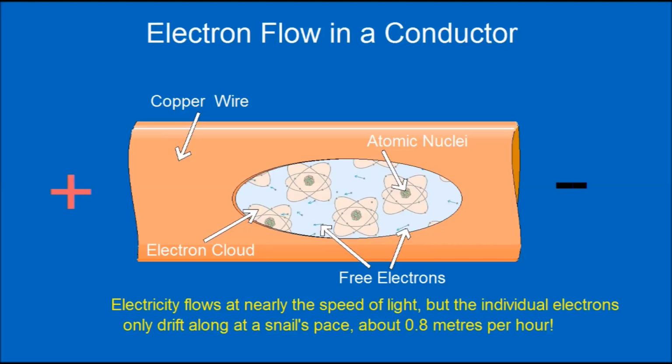The electrons leaving the anode of a battery push the electrons in front of them, and those electrons do the same to the electrons in front of them. The result is that the speed of electricity is very large, nearly the same as the speed of light.